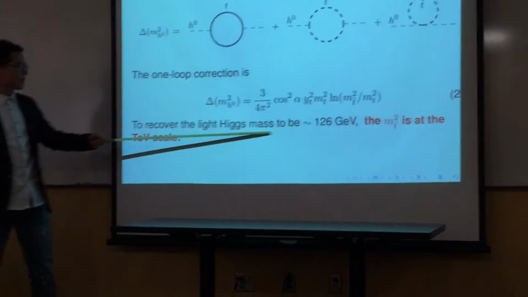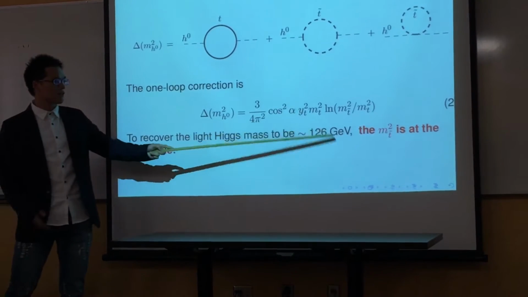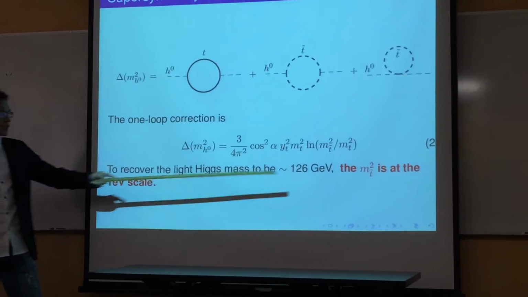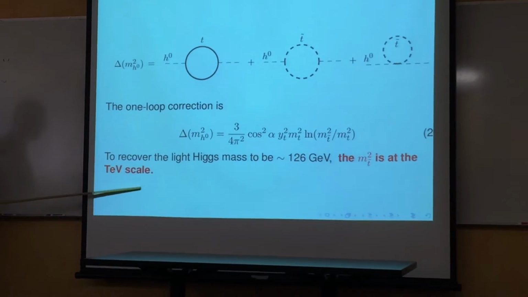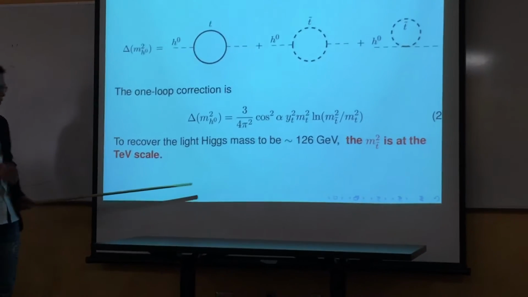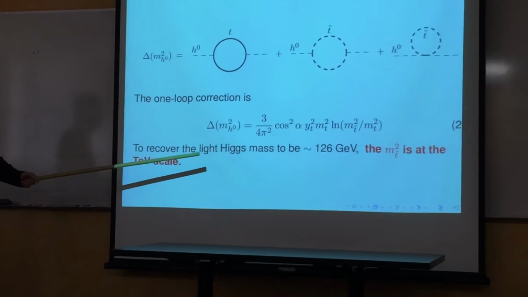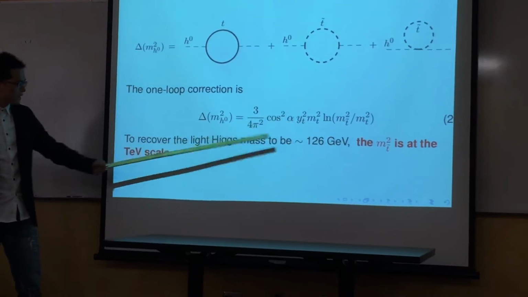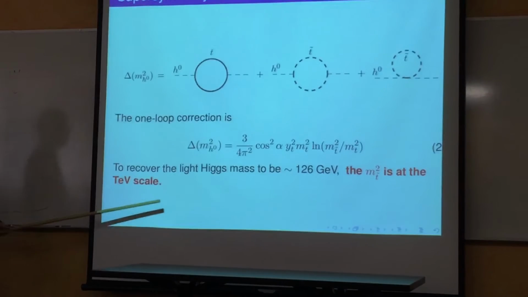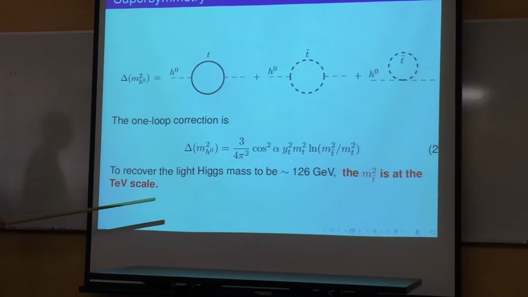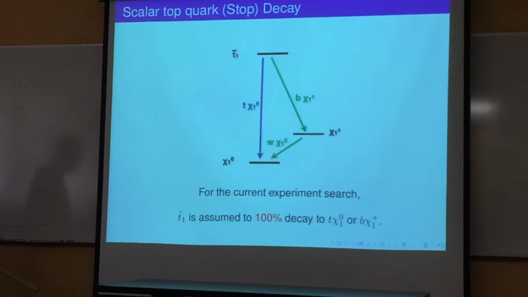Also we know the Higgs mass from experiment is around 126 GeV. So this is a very strong indication that the stop mass should be around the TeV scale. The TeV scale is about the search range for the current LHC. Also, you can see the stop is very heavy, so it cannot be stable. It must decay. Okay, so the question is how the stop will decay.